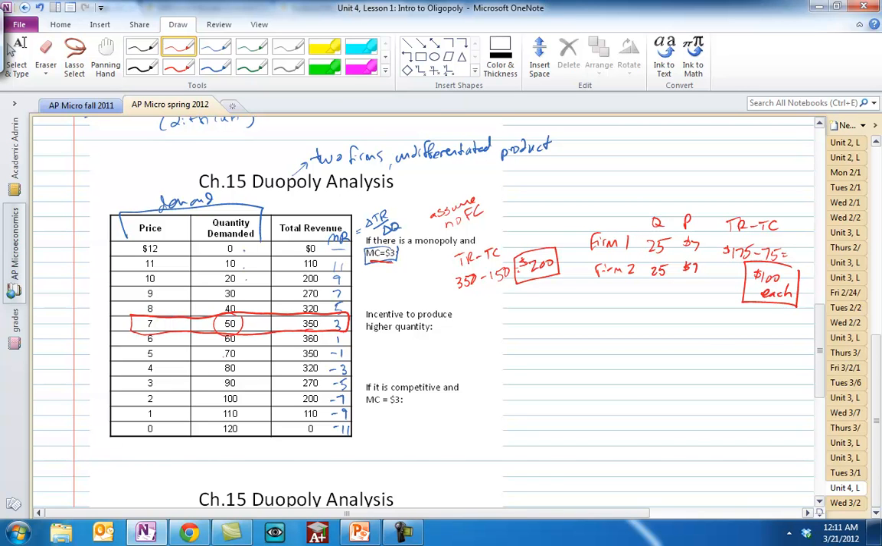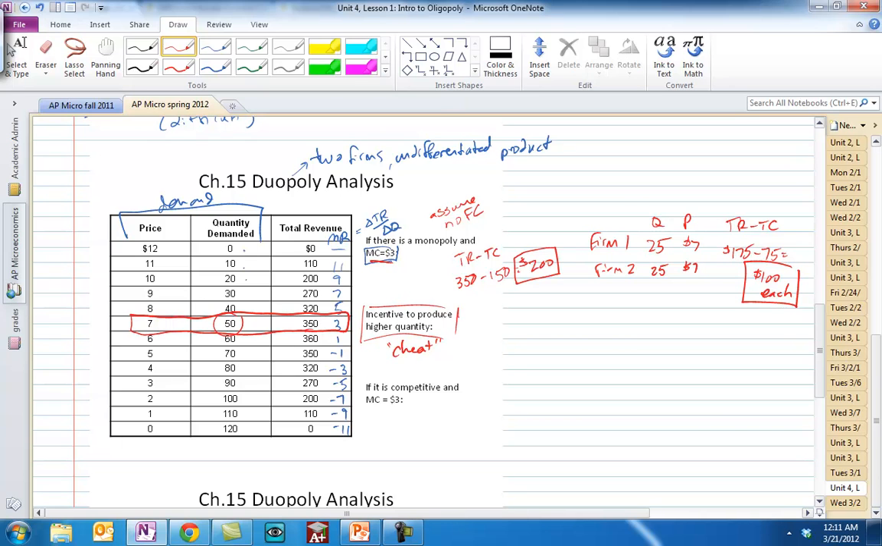If we were to calculate the profit from any other point along the demand curve, there wouldn't be any total profit that's higher than 200. So if they collude, that maximizes their total profit. However, there is an incentive for them to cheat on this agreement. We're going to use that term a lot in oligopoly. If they come to an agreement, is there an incentive for them to cheat?